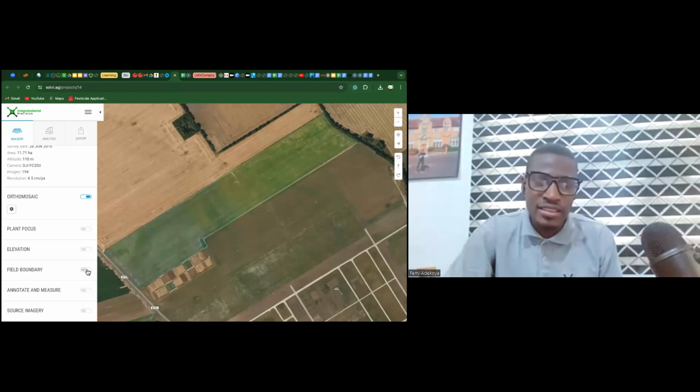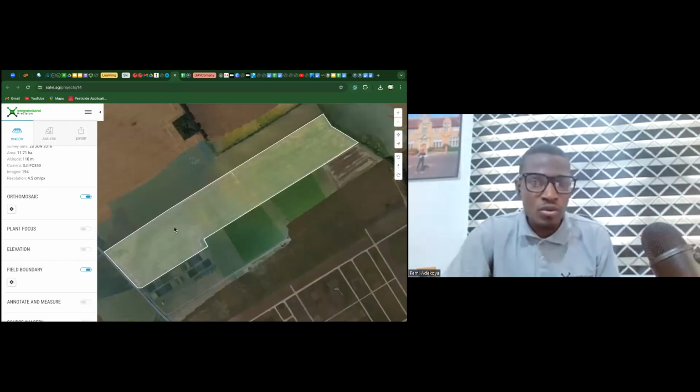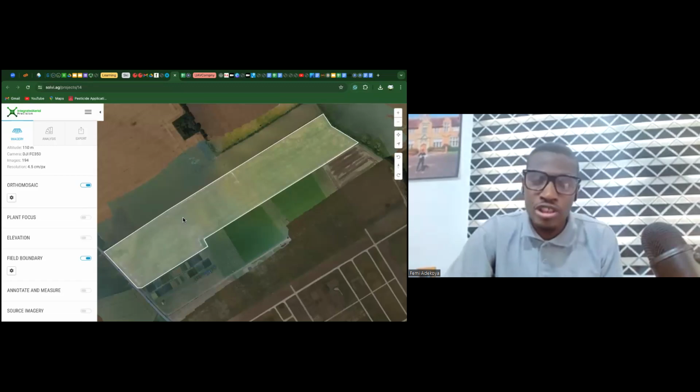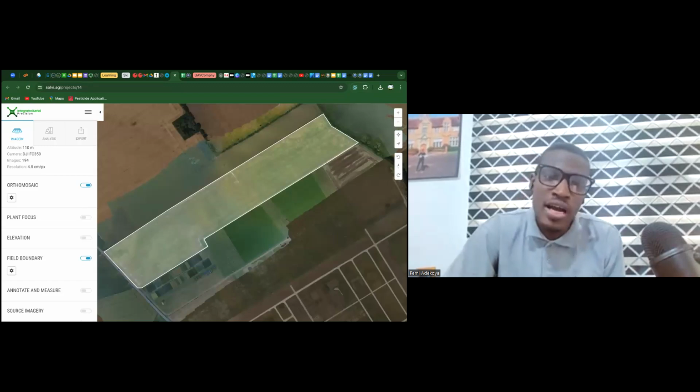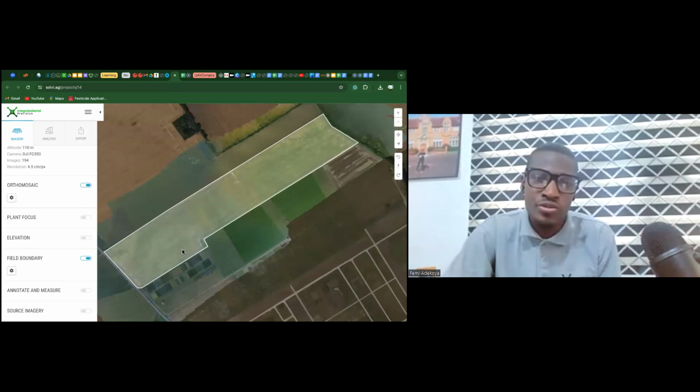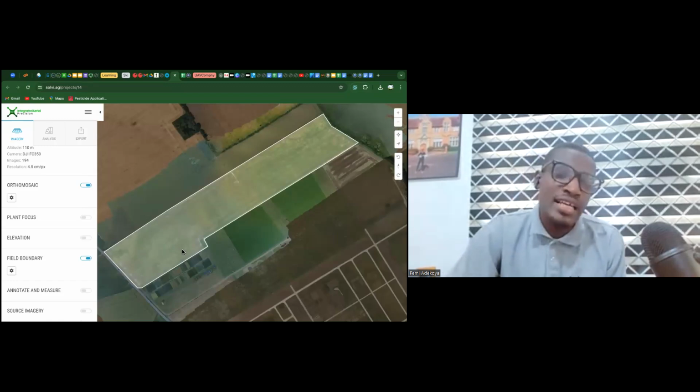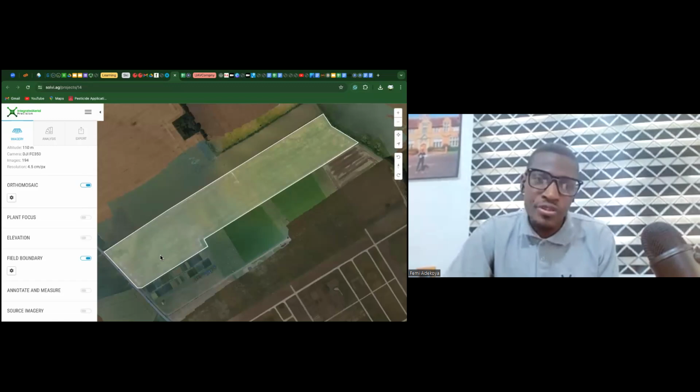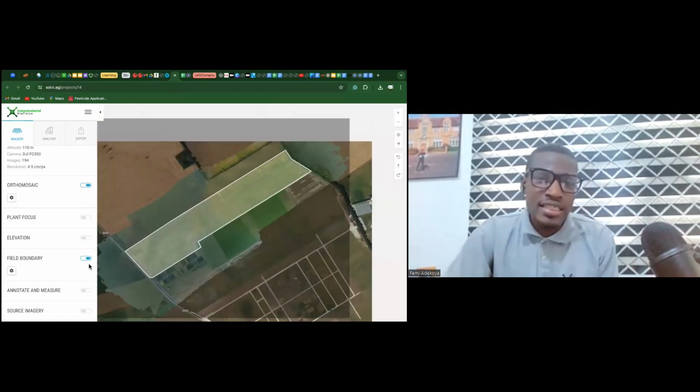Okay, so this is the field boundary. I want to confirm how many hectares I have. So you see this white line across the field, right? I can confirm how many hectares I have on the field, right? So this can give me that information.